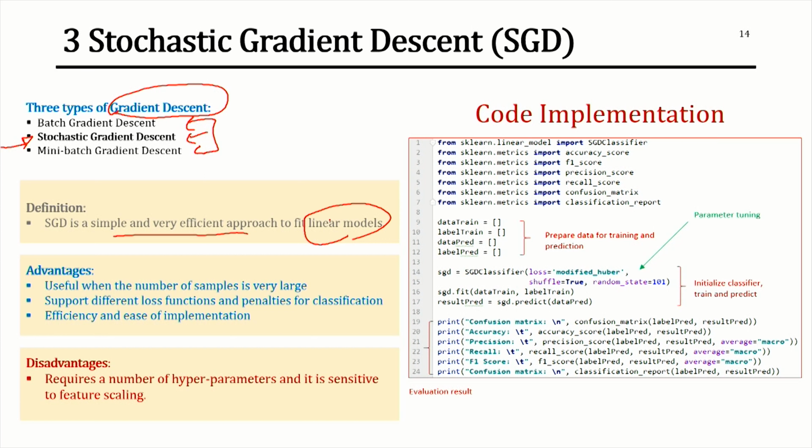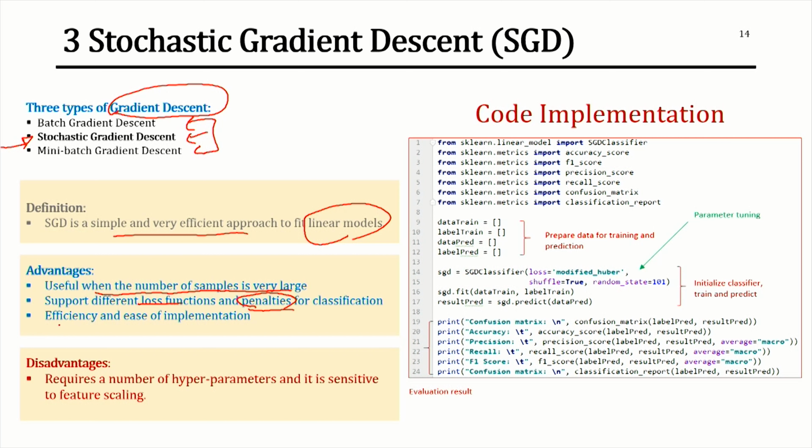And the advantage of using SGD is that it is useful when we have a large number of samples, which refers to our training data. If we have a large amount of training data, it is good to use SGD. And it also supports different loss functions and penalties for classification. So the penalty here is to avoid overfitting and underfitting problems, used in regularization techniques. Penalty should be used to restrict our model in using its parameters.